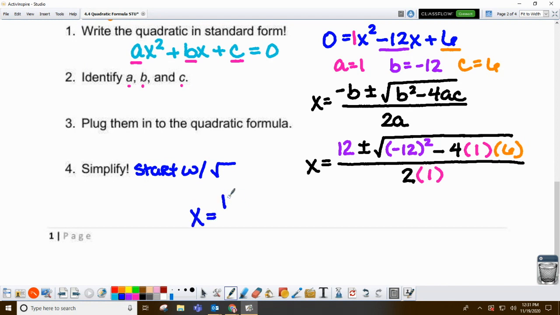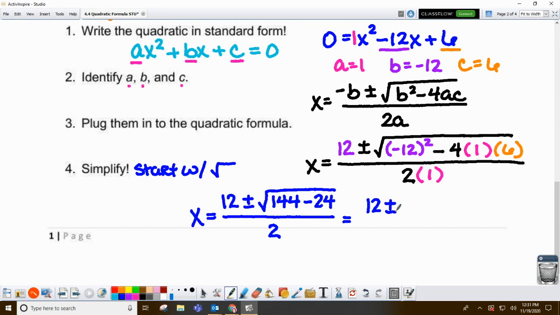So x equals 12 plus and minus the square root of, so I know negative 12, once I square it, would be 144. And then this is a negative 4 times a 1 times a 6, so that would make negative 24. All over 2 times 1, which would just be 2. Let's keep cleaning up underneath that square root. So 144 minus 24 would be 120, and then all divided by 2.